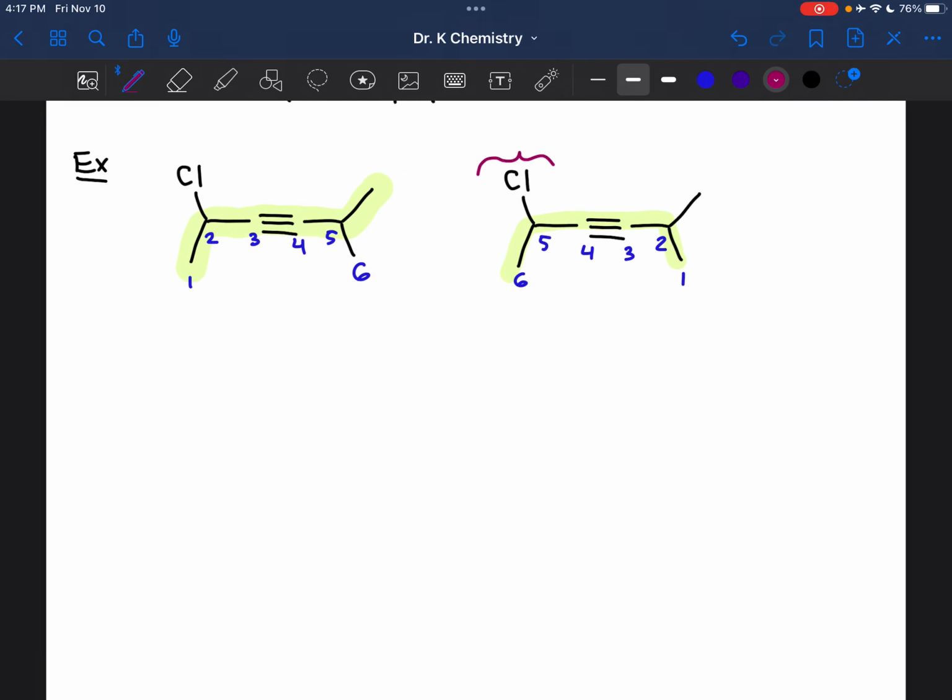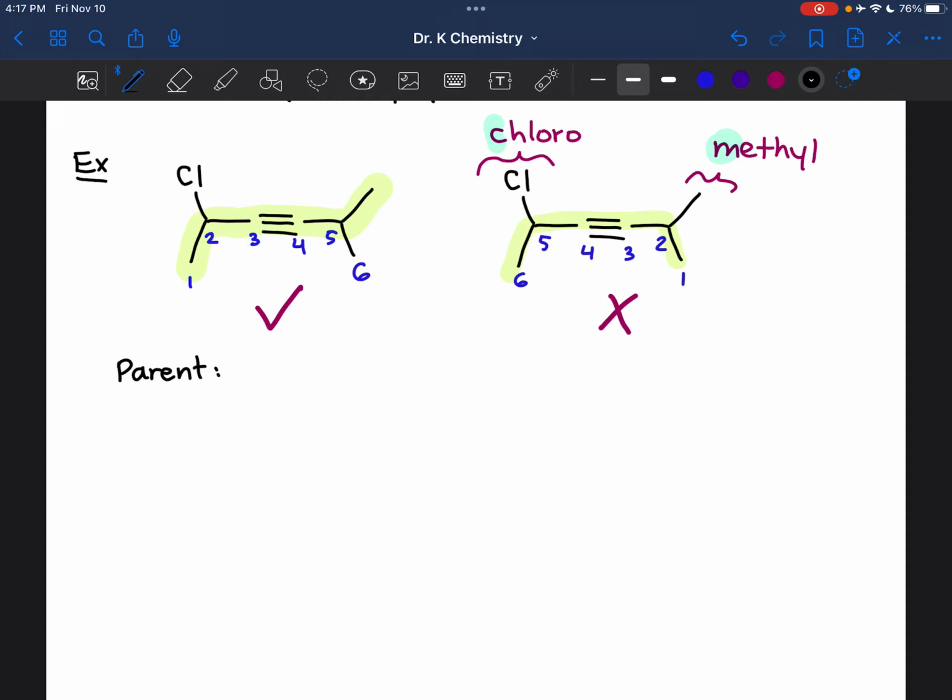Well, this is chloro. And this is methyl. And when we have to break that tie, we go by alphabetical order of the substituents. And while C comes before M in the alphabet, so I want to give chloro the lowest possible number, not methyl. So we're going to use the numbering system on the left-hand side.